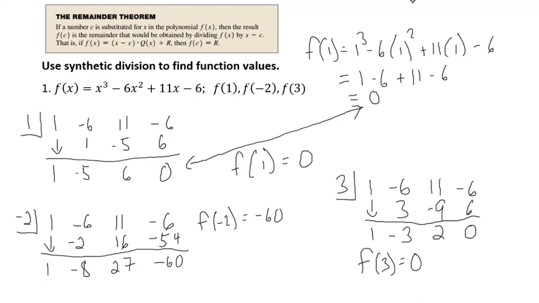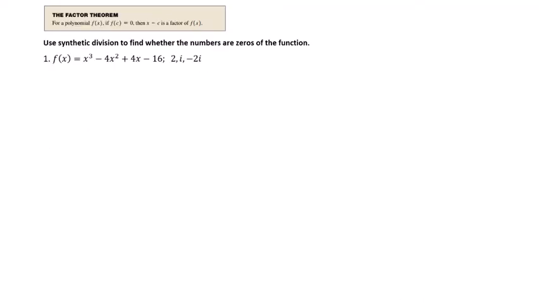All right, let's look at another example. In here we're going to be talking about factor theorem. Factor theorem is just taking the remainder theorem and saying, well, if it equals 0, it is a factor, or even a solution to an equation that's given to you.